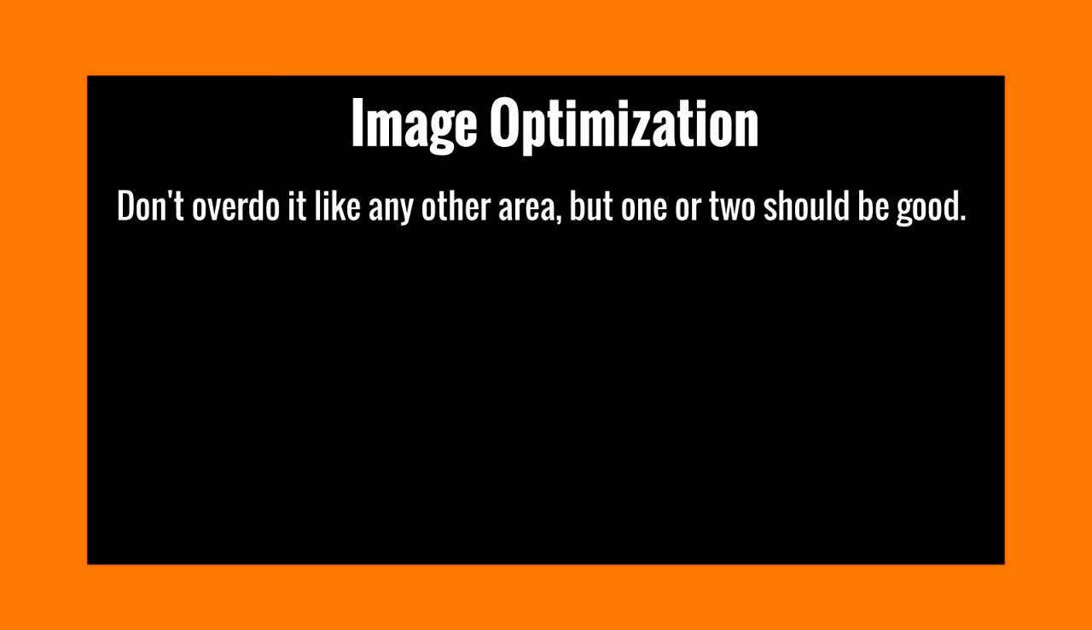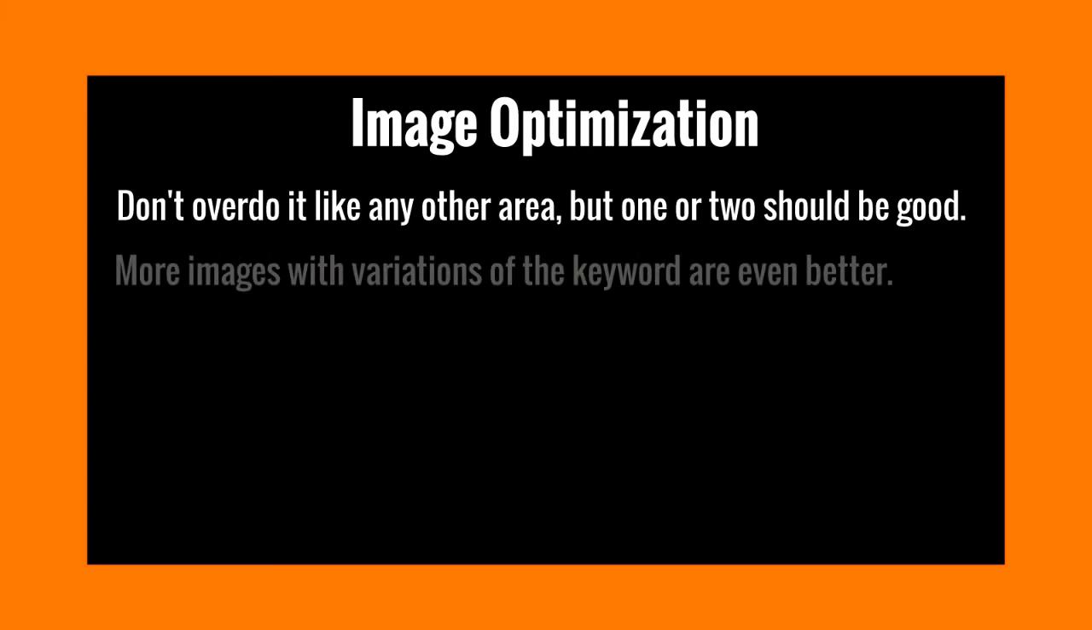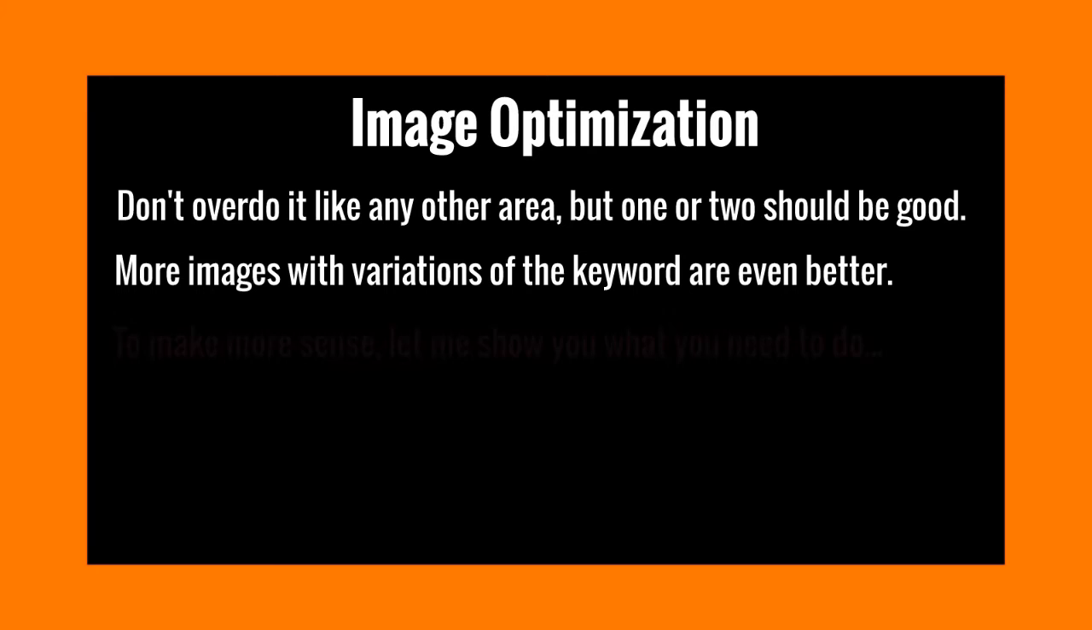So that is why making sure that your keywords and your images fit and are accurate is important, but you don't want to overdo it in any other area. But 1 or 2 should be good, 3 or 4 should be fine, but you definitely don't want to overdo it. Now, like I said, more images with variations of the keyword are even better. So if we are focusing specifically on red shoes as the post, maybe the specific brand name of shoes, you might want to put the brand name. You might want to put the brand name plus red shoes. You might want to put shoes red, or something that's a synonym of shoes.